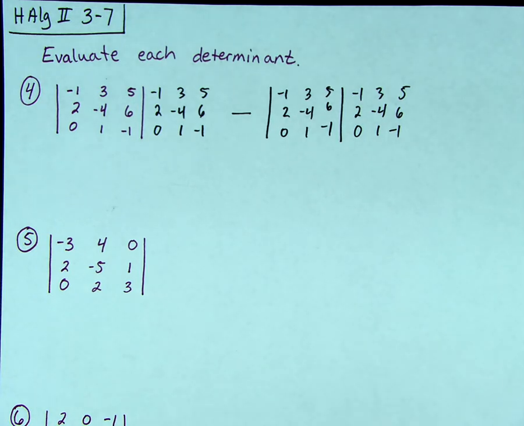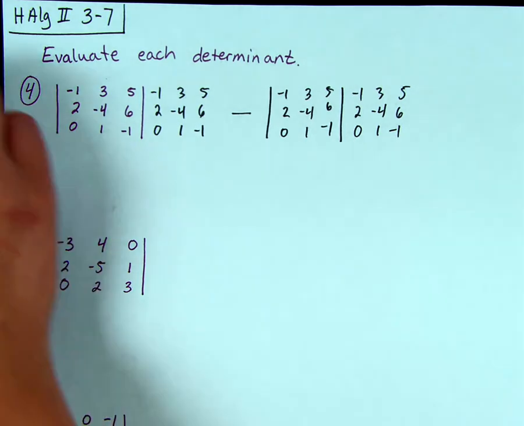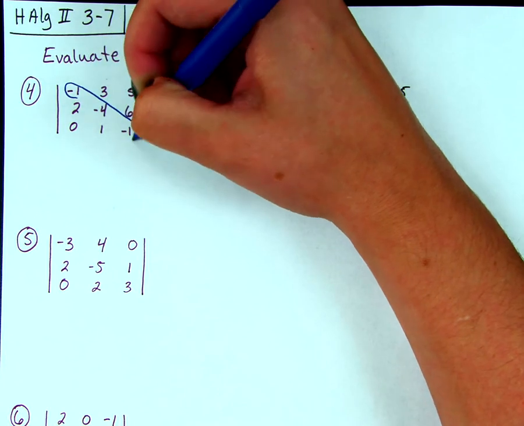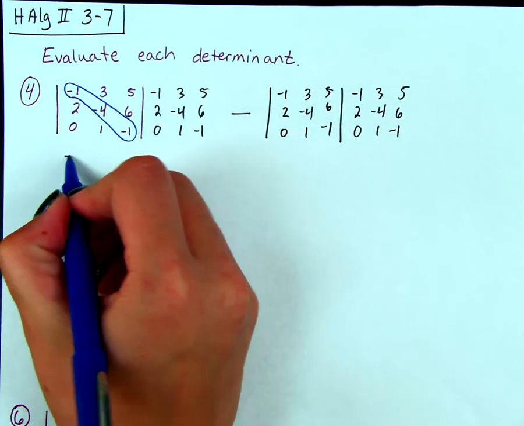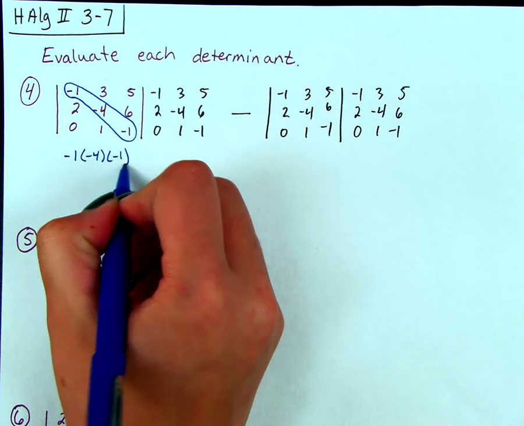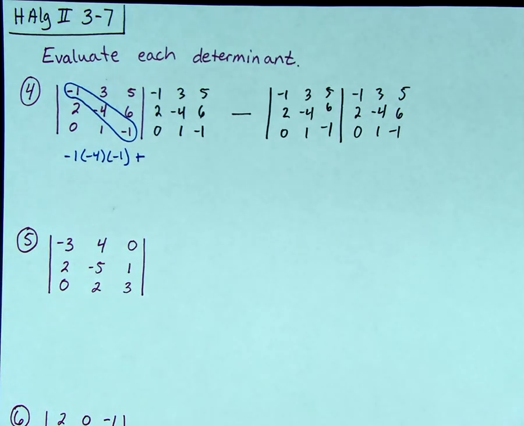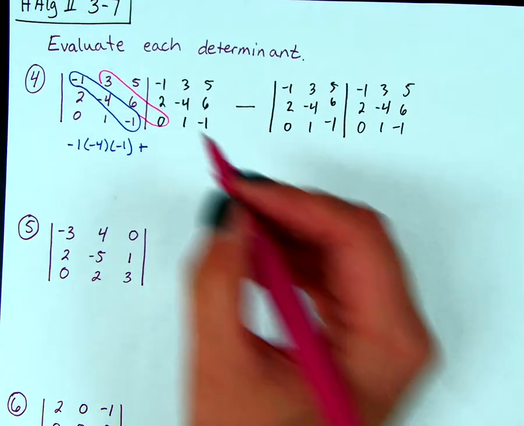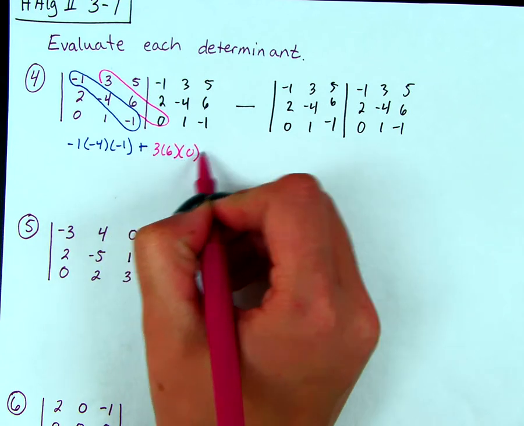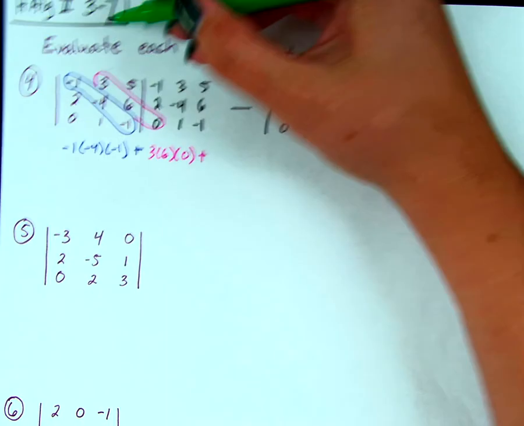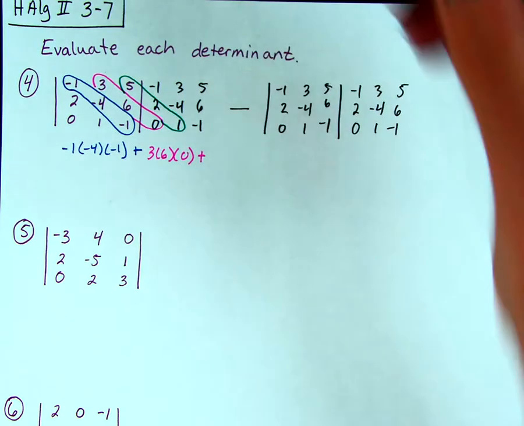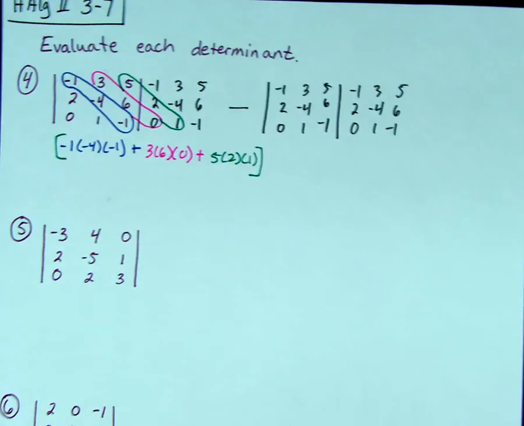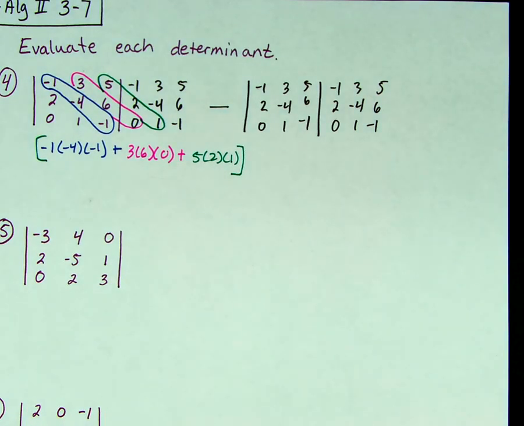Okay, so to start with, we're going to multiply the forward diagonals. So I'm going to take -1 times -4 times -1, and then we're going to add that to the next set. So 3 times 6 times 0, and then we're going to add it to our last set. So 5 times 2 times 1. Again, we're going to group this with its own bracket. And then we're going to do that same process, but with the backwards diagonals.